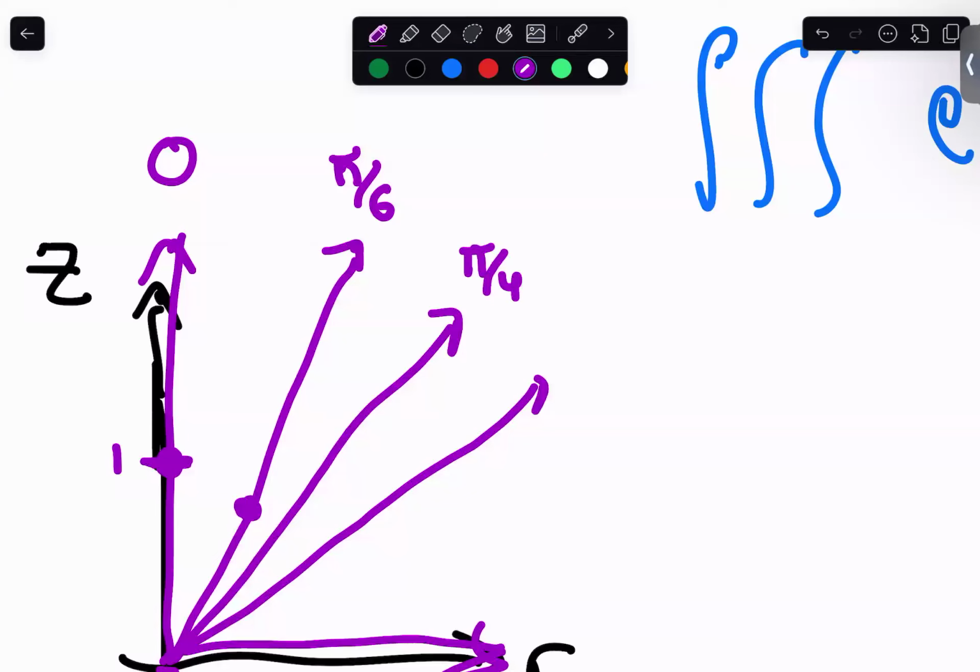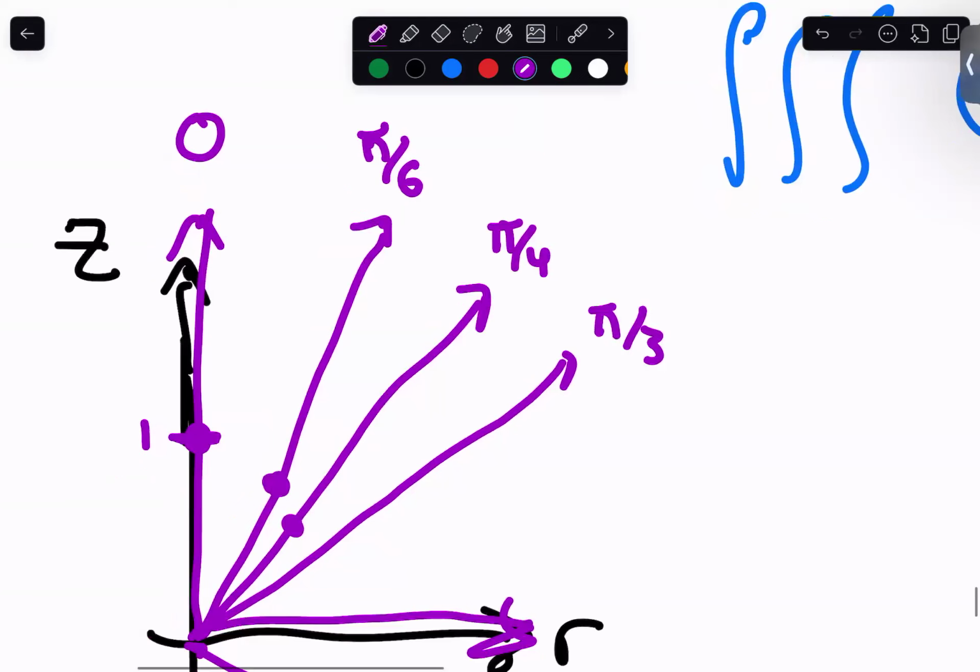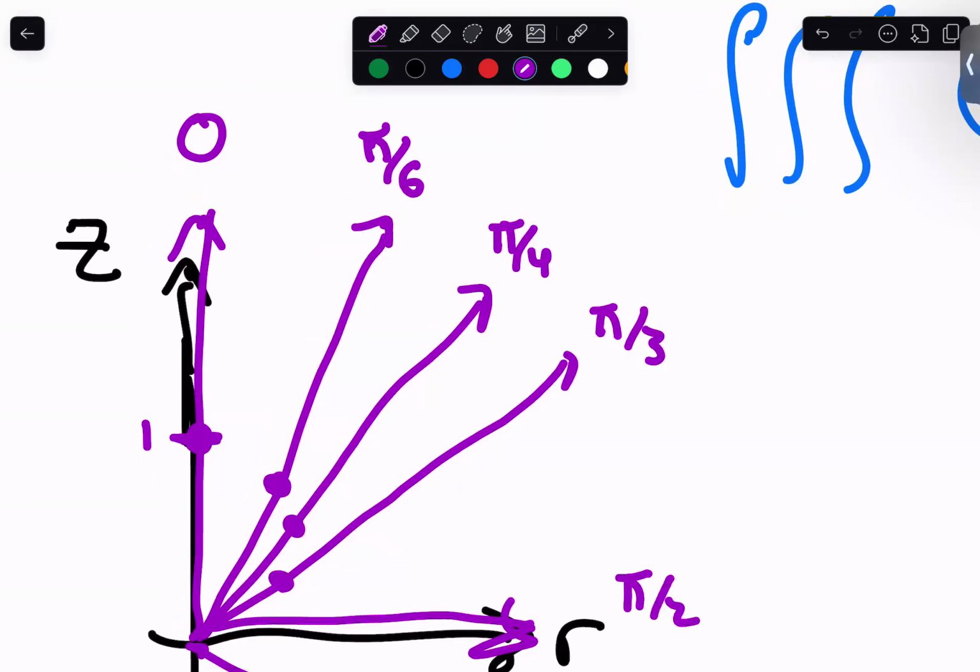Next up, I look in the pi over 4 direction. Cosine of pi over 4 is root 2 over 2. So root 2 is like 1.4. Divide that by 2, that's going to be around 0.7. So a little bit smaller still. Cosine of pi over 3, that's going to be 1/2, so 0.5. Cosine of pi over 2, that's going to be 0. So we start connecting all of these points here.